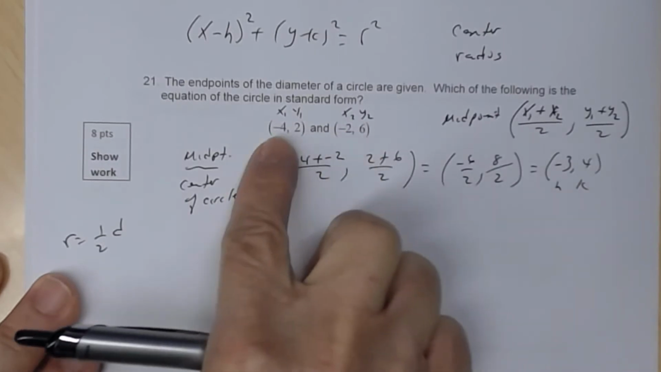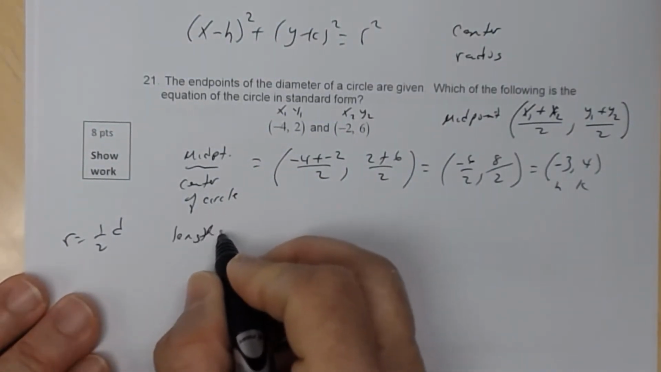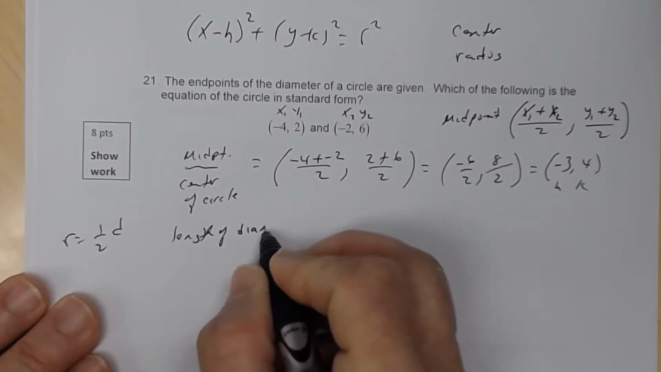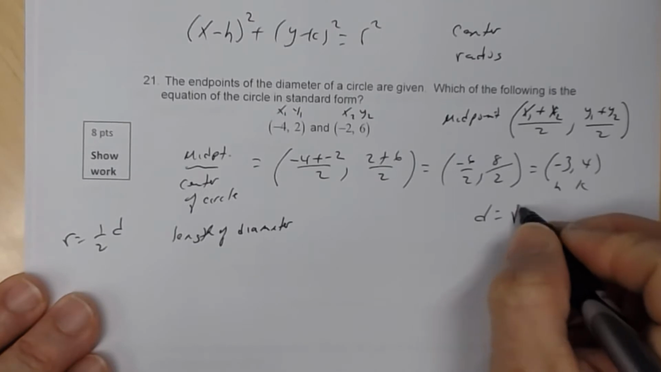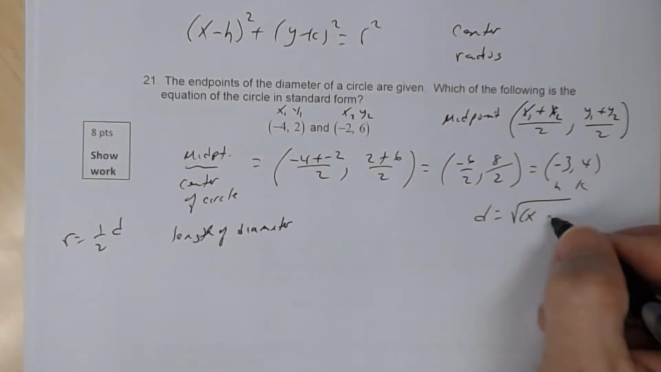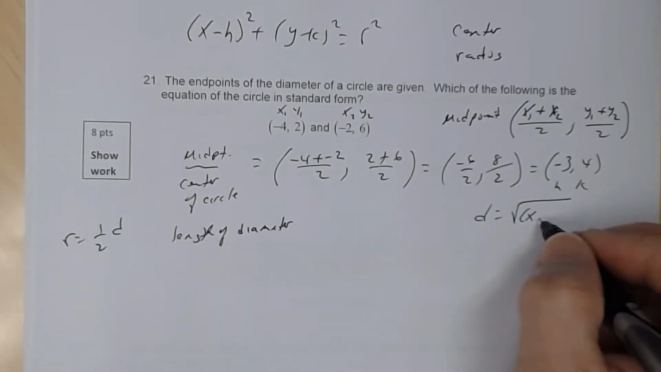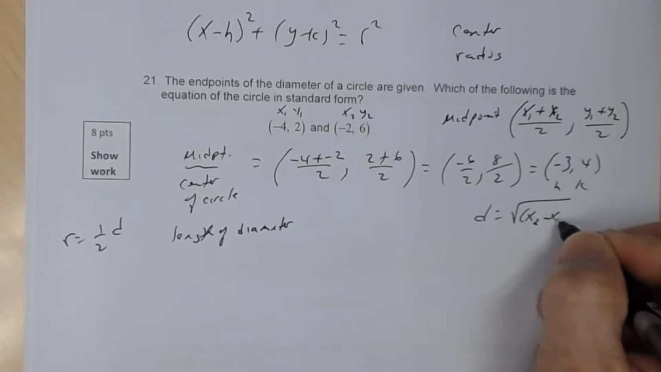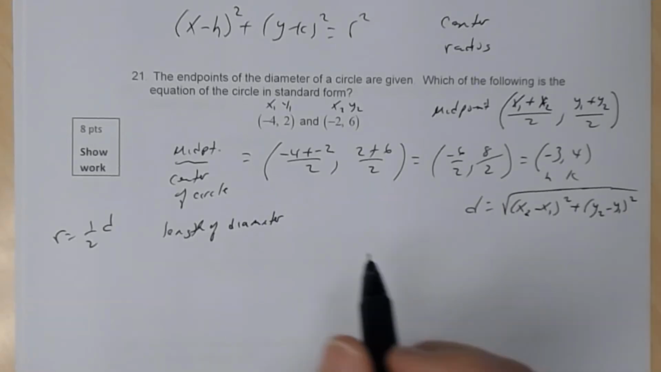So I'm going to use the distance formula to find the length of the diameter. So remember, the distance is the square root of, and you're going to do the x's first. It does not matter what order you put the x's because you're squaring it. So x2 minus x1 squared plus, and then y2 minus y1 squared. So let's plug in.